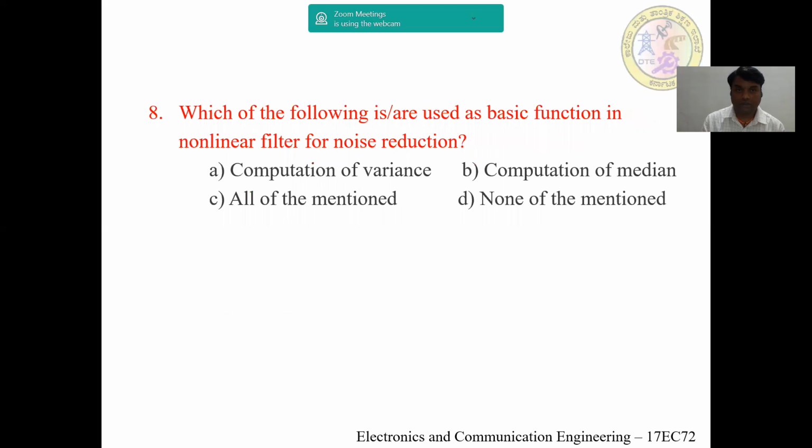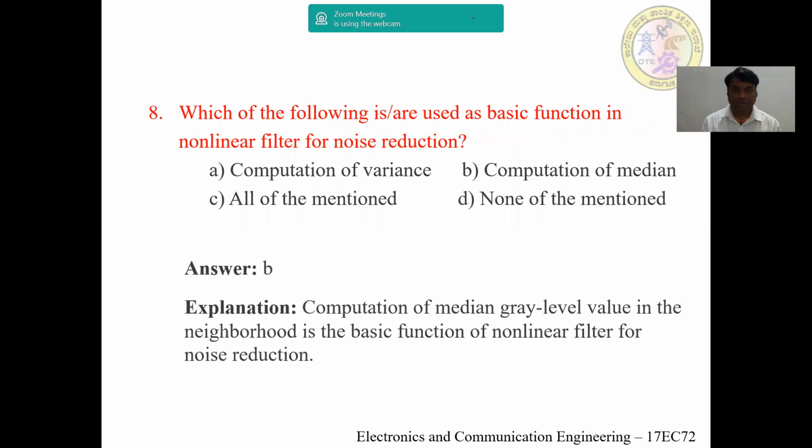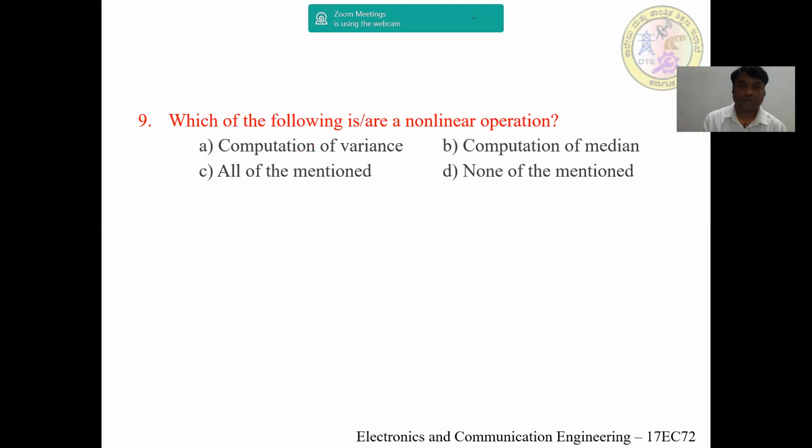Which of the following is used as a basic function in the nonlinear filter for noise reduction? Computation of variance, computation of median, all of the mentioned, none of the mentioned. The answer is computation of median. Computation of a median gray level value in the neighborhood is the basic function of nonlinear filter for noise reduction.